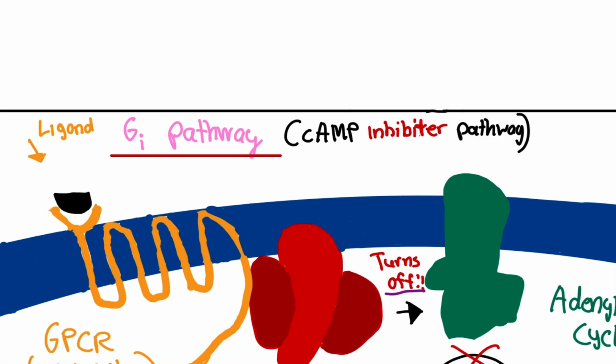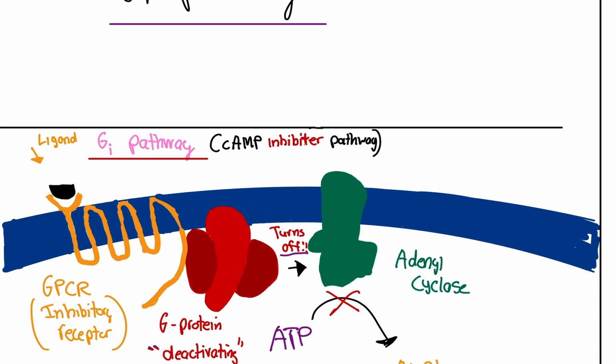In the GI pathway, we're doing the exact opposite. So GI, I like to say that the I stands for inhibitor. This is the cAMP inhibitor pathway, meaning we're not going to make any cAMP. This is probably the easiest pathway you'll learn in physiology. Unfortunately, it gets harder from there, so enjoy it while you can.